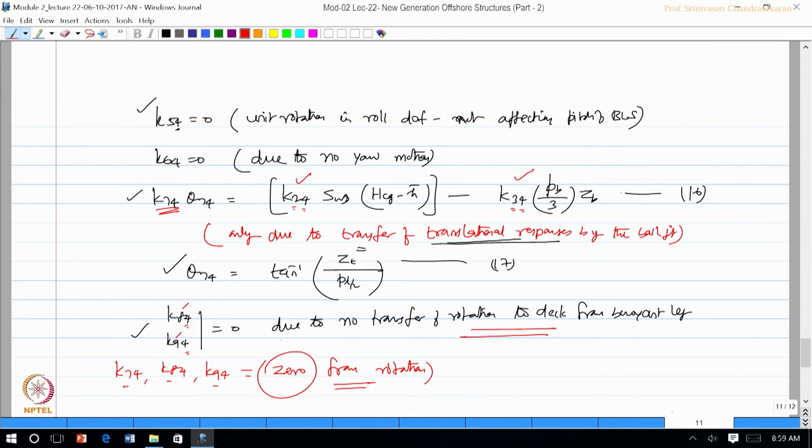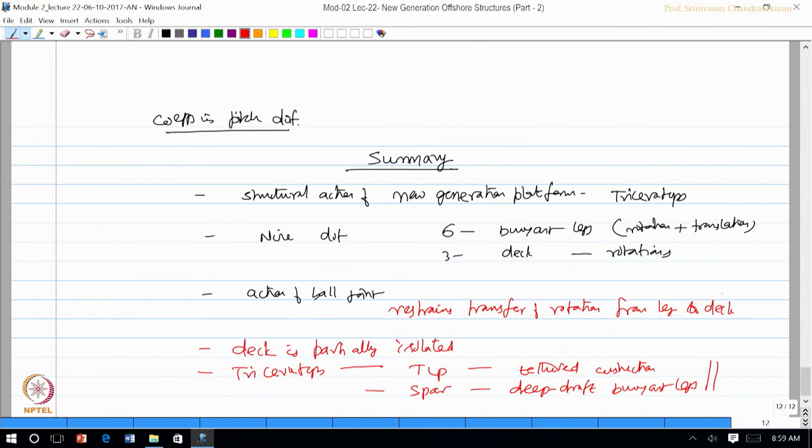Then one may ask me a question, how do we get K74 when there is no transfer of rotation? Please note K24 and K34 are translational responses of the buoyant leg due to unit rotation given in the buoyant leg, and translation responses are transferred, therefore K74 is active. So, friends, we will derive the coefficient of pitch degree of freedom and further in the next lecture.